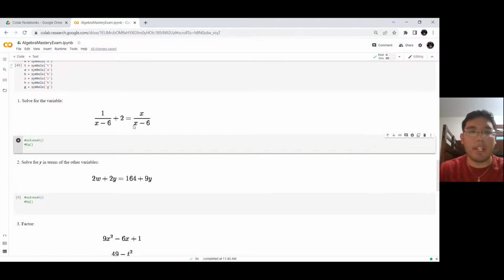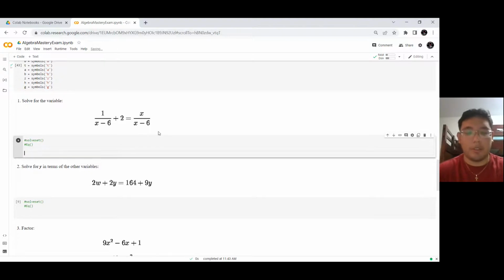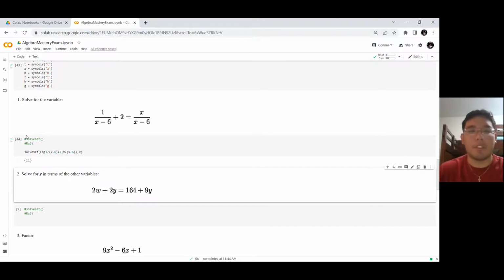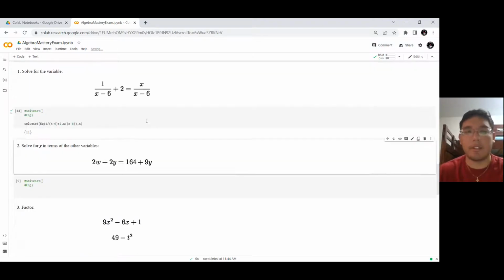So to solve for the variable x, we would be using solve set, and notice that it's an equality. So inside solve set, we are going to be adding an equality. So we just write solve set, and inside solve set the equality. And the equality is just 1 over x minus 6 plus 2, comma, x over x minus 6. After I write down the equality, I need to write the variable we're solving for. So in this case, x. As soon as we enter it, it should give us 11. You can plug this back in and see that it's actually correct.